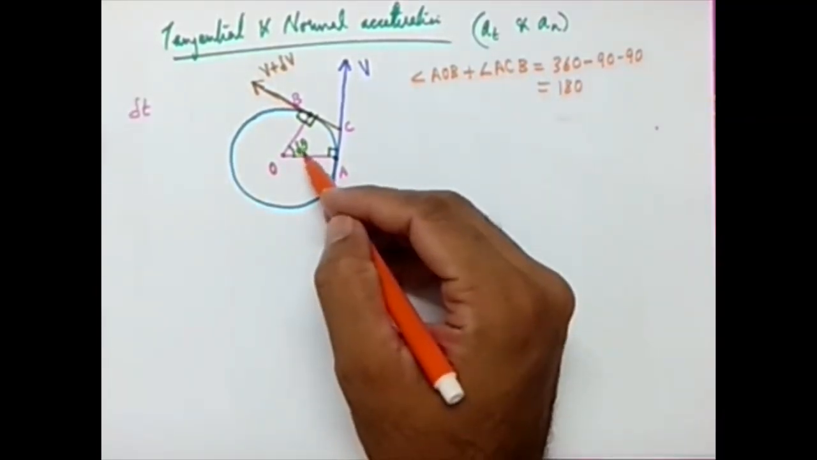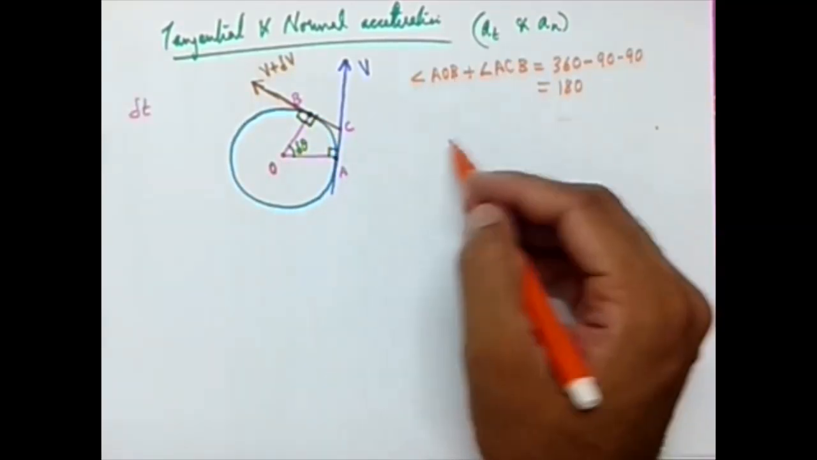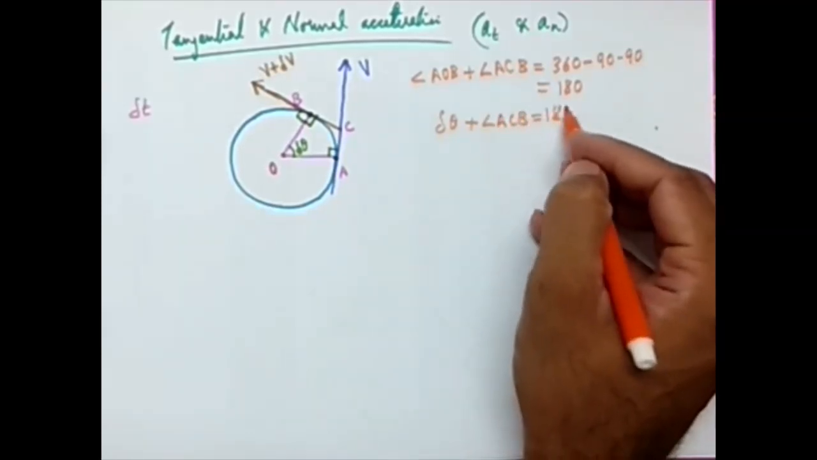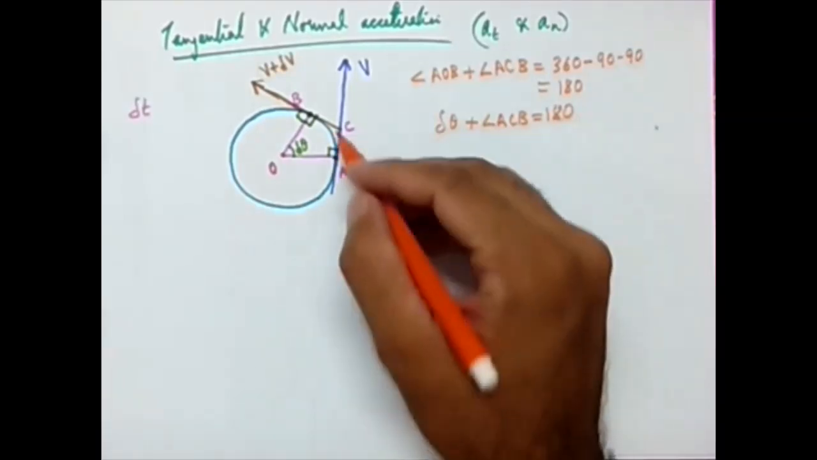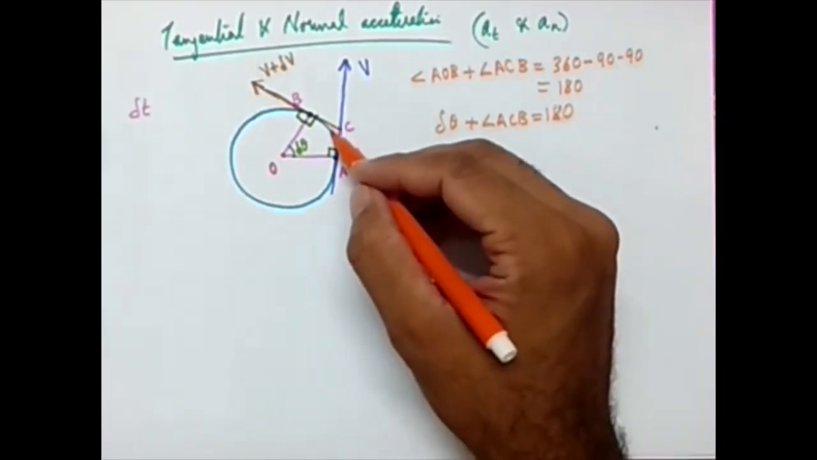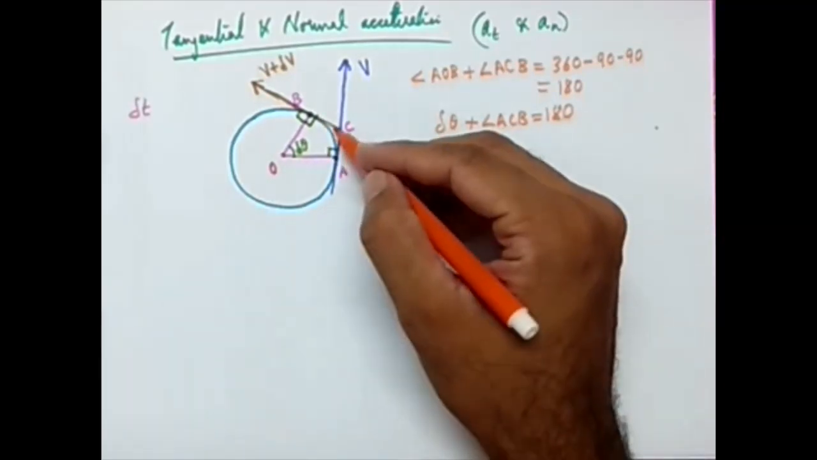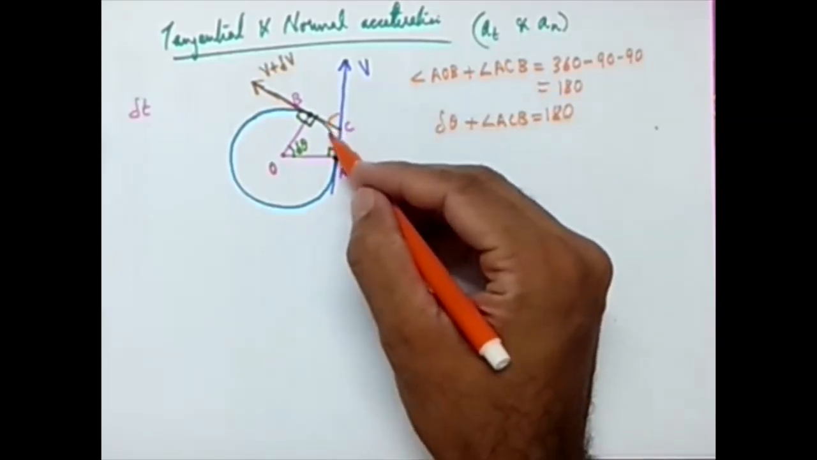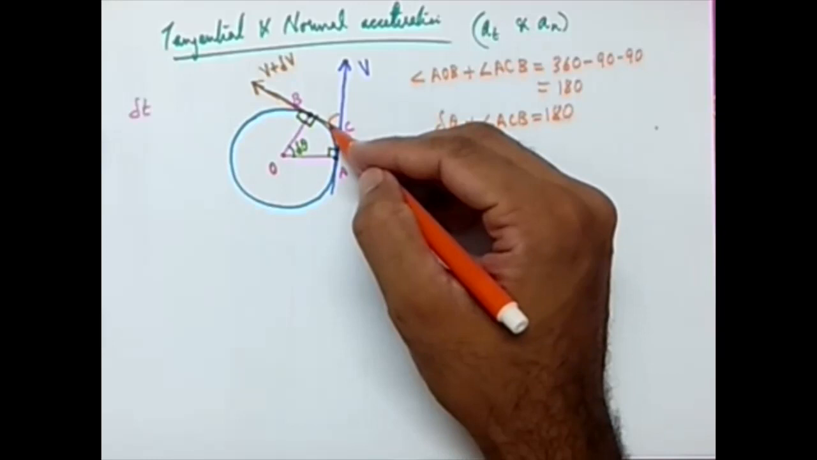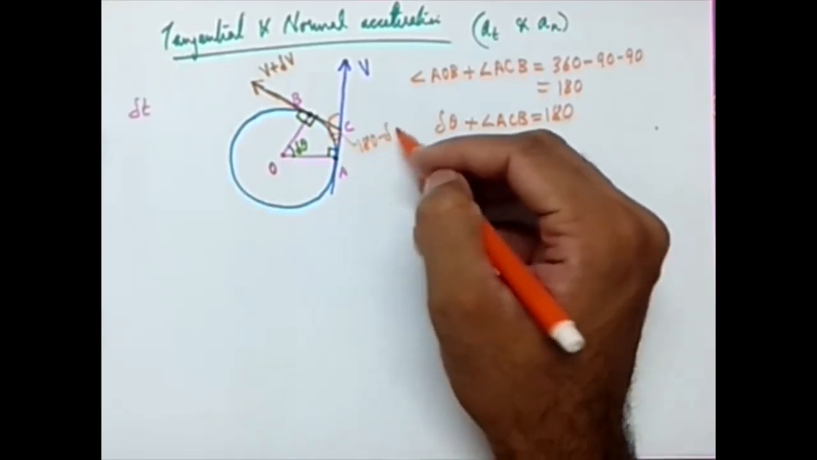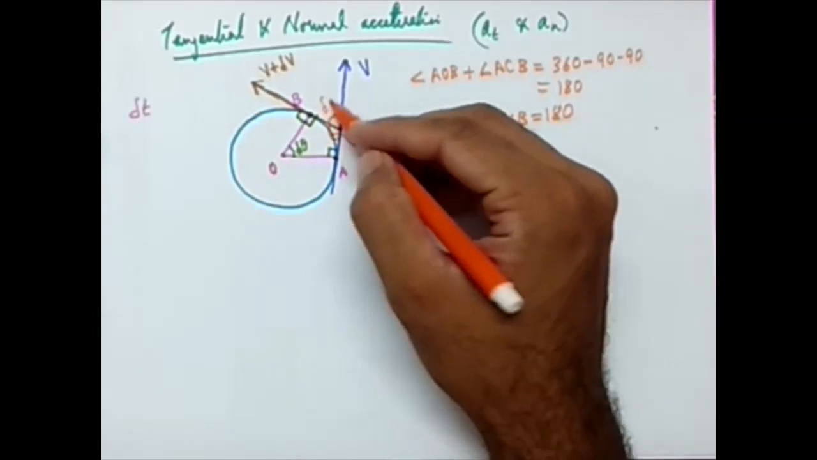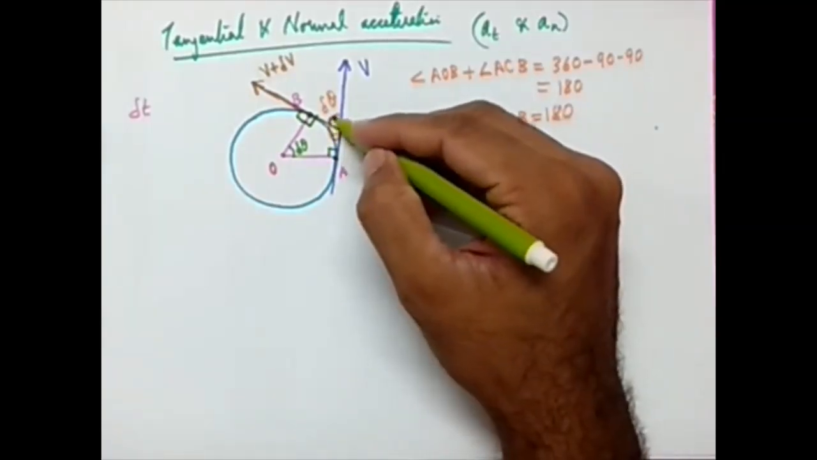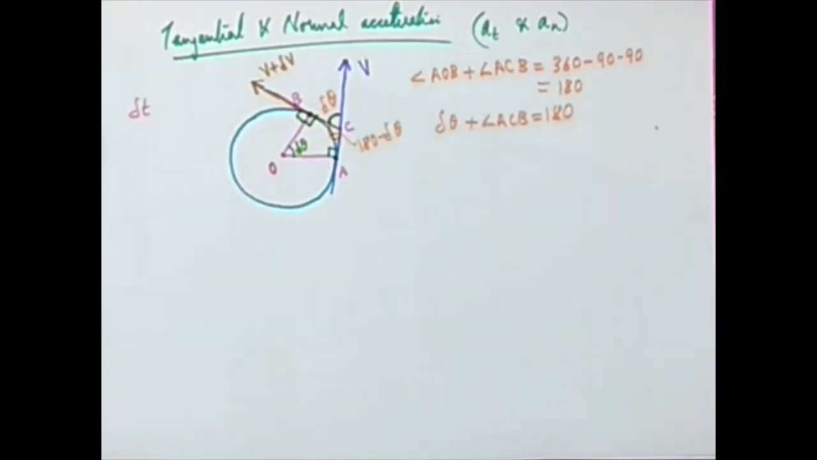Fine. Now we have this angle AOB as delta theta, which means delta theta plus angle ACB equal to 180. So what will be angle ACB? Angle ACB is equal to 180 minus delta theta, right? If this is 180 minus delta theta, what will be this angle? Because this total angle is 180. If angle ACB is 180 minus delta theta from here, this angle will be delta theta. Okay, that's the very first thing that we want to get. So the small angle is delta theta.